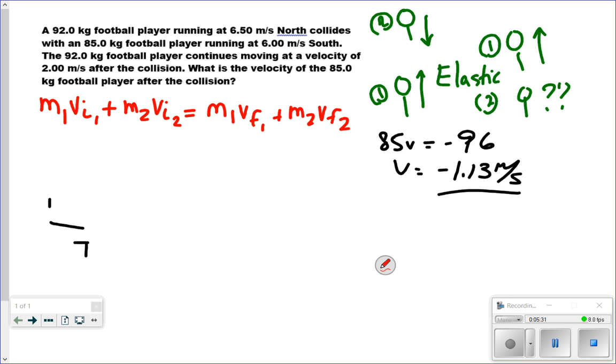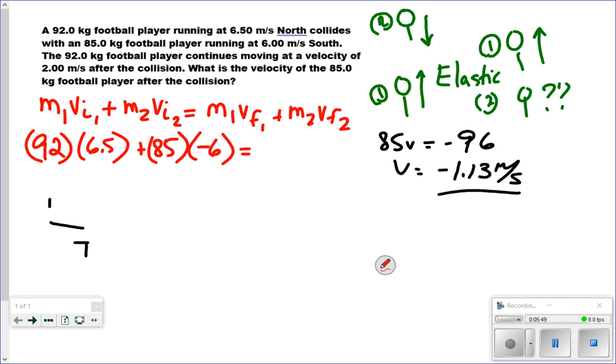At this point, you plug in your variables. So 92 kilograms. I'm going to drop the units just to give myself some space. He's running 6.5 meters per second north. He's going to collide with that 85 kilogram player, and he is moving to the south, so we have to put it in as a negative 6. My 92 kilogram player then is moving at 2 meters per second, plus the 85v. So if I do that, this is negative 510, this is 598.